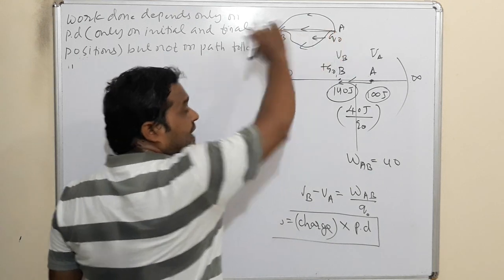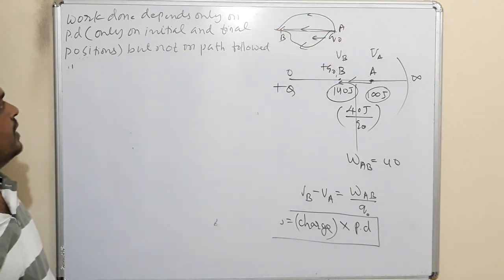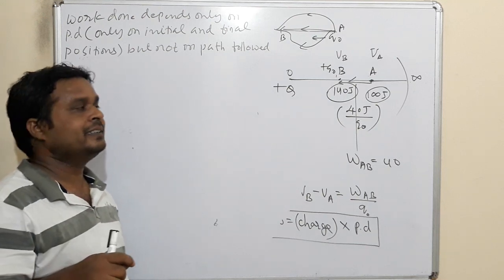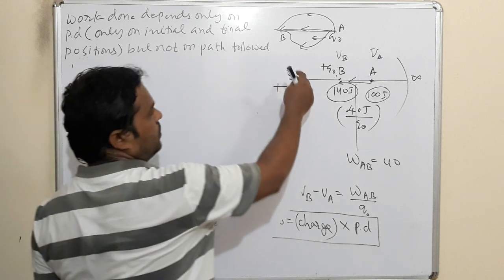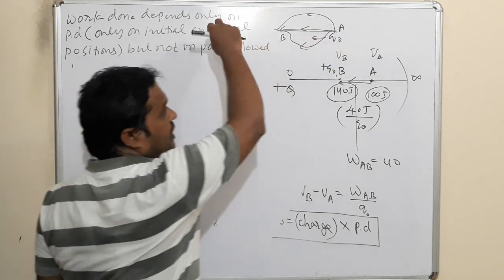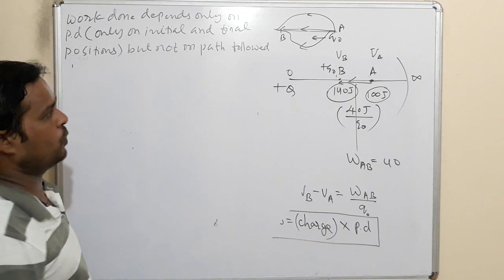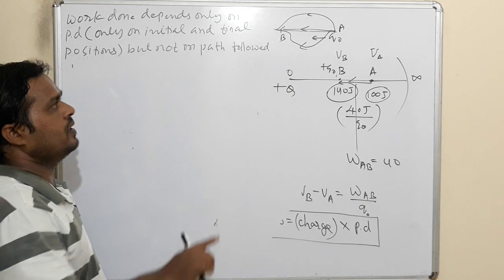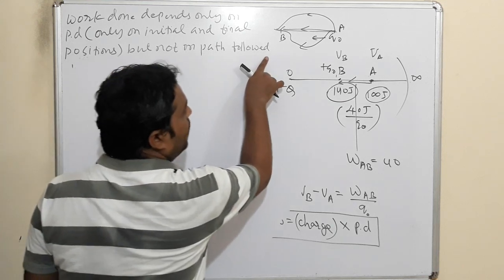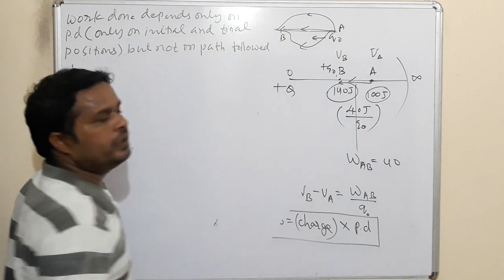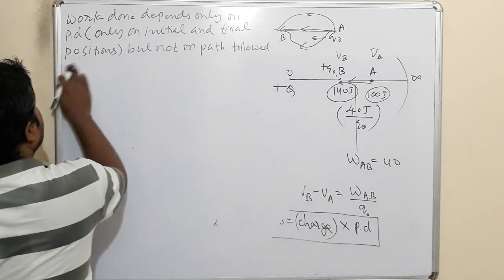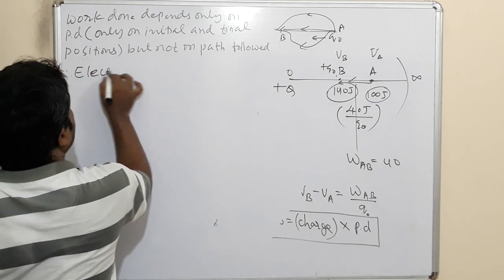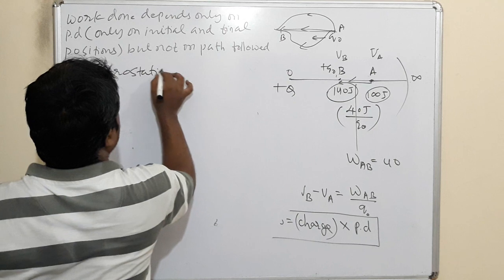We are doing the work against electrostatic force. We studied in first year, if work done against any force, or by any force, does not depend on the path followed, if it depends only on initial and final position, then that type of forces are called conservative forces. They are called conservative forces.